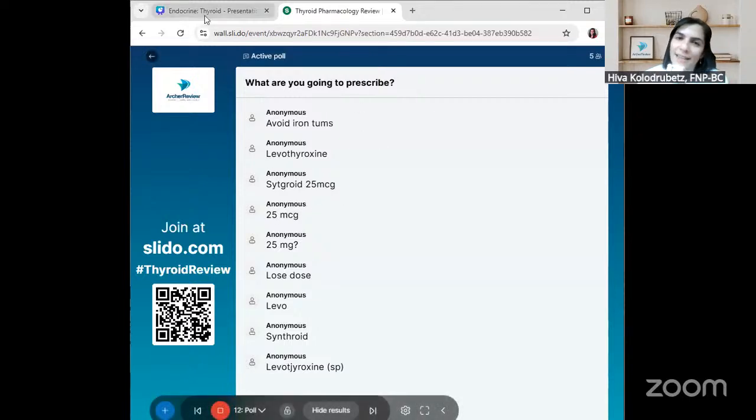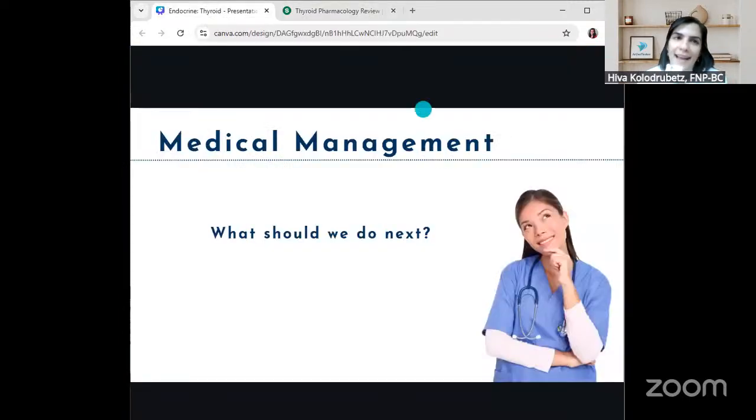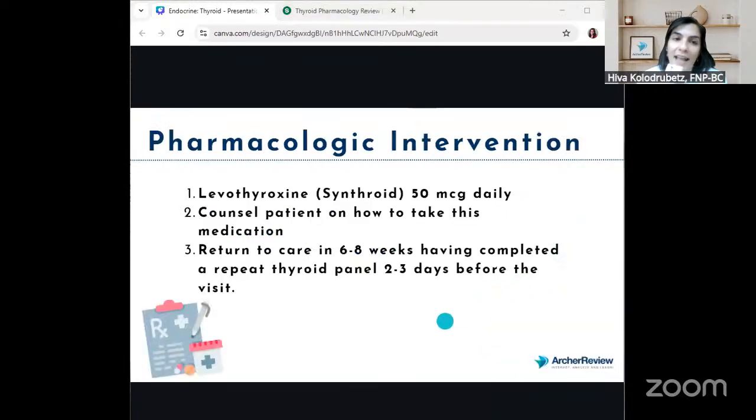Very nice. Avoid the iron, Tums. Yeah. And what about taking it on an empty stomach? So you want to definitely talk to her about how to take this medication, and then you want to talk to her about what we're going to do.